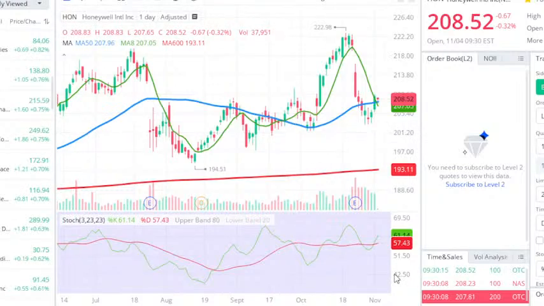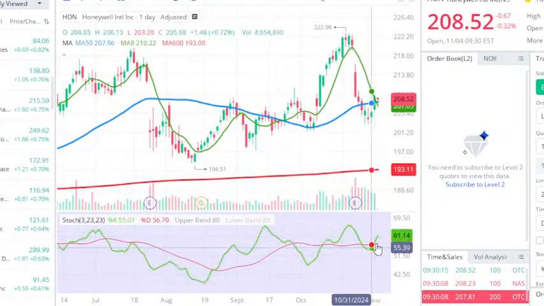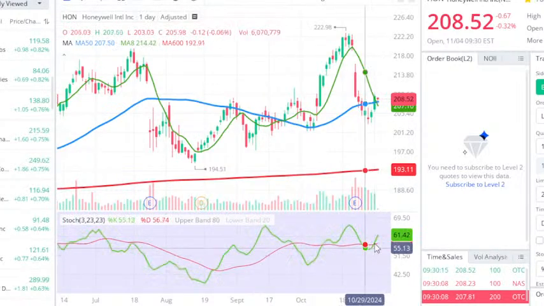And I see right here it crossed right here, and I want it to go higher.